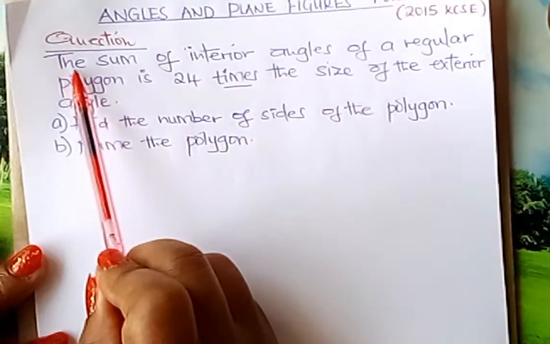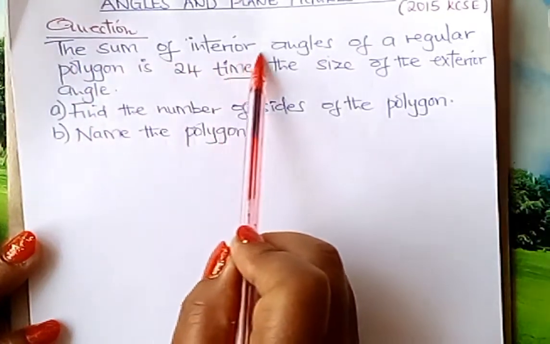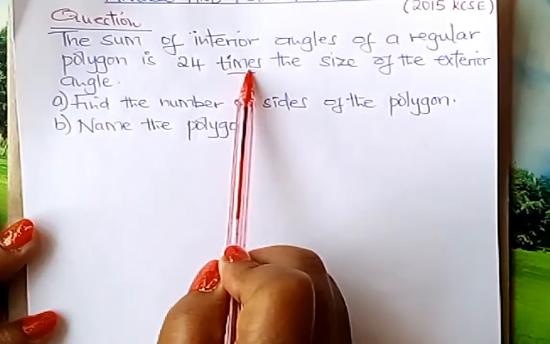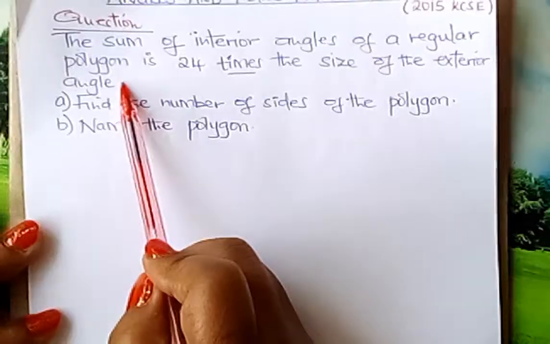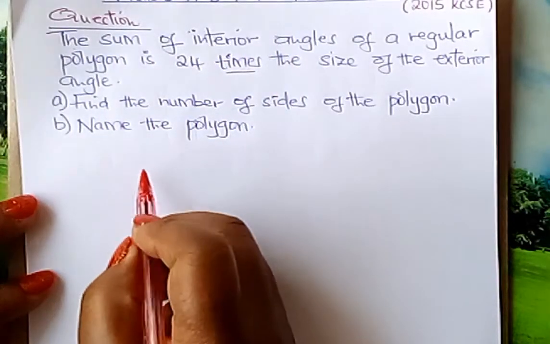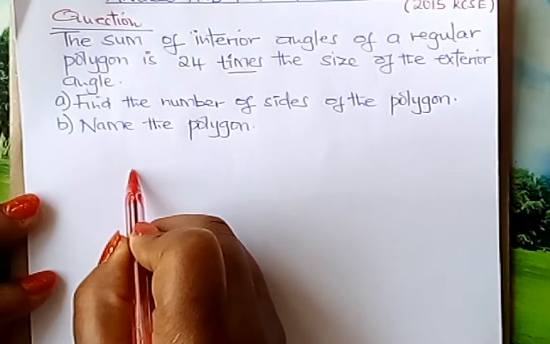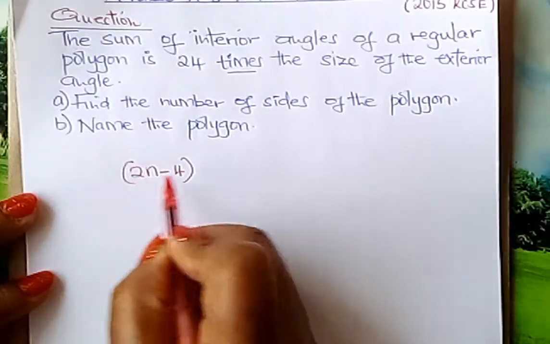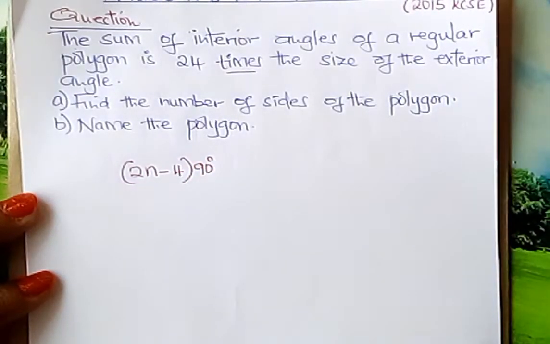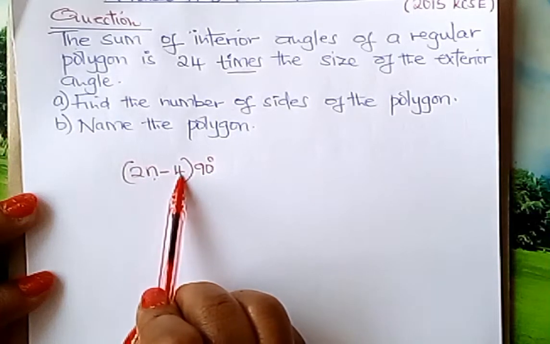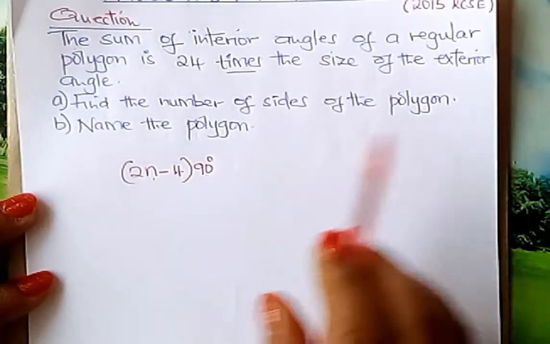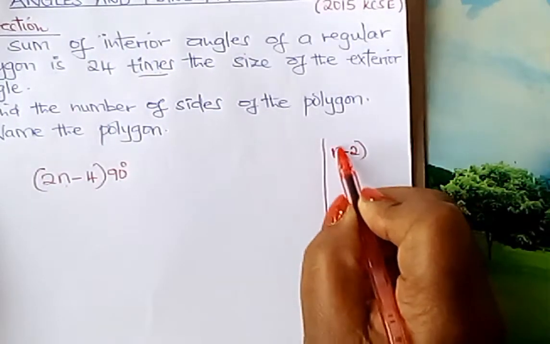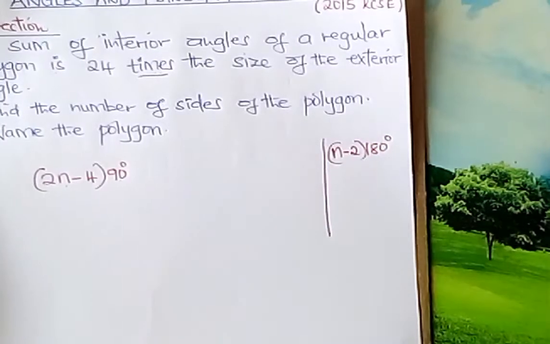Learner, we go to the first sentence. The sum of interior angles of a regular polygon is 24 times the size of the exterior angle. We start with the sum. The sum of interior angles of any polygon is got by the formula (2n - 4) times 90 degrees. Or in some schools you are taught (n - 2) multiplied by 180. It is the same thing.